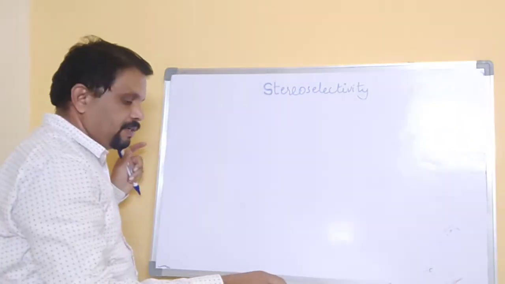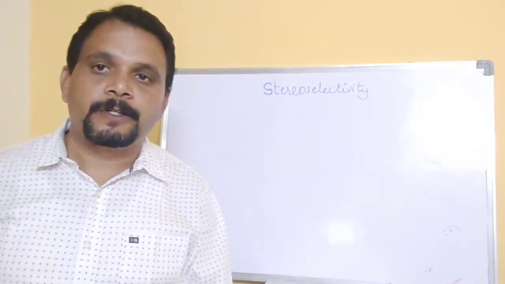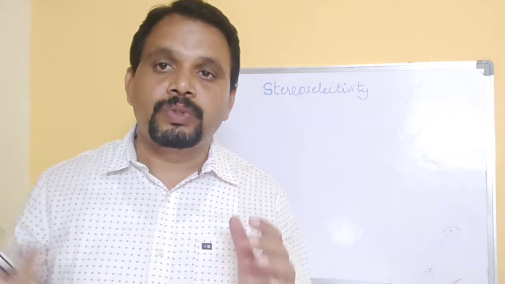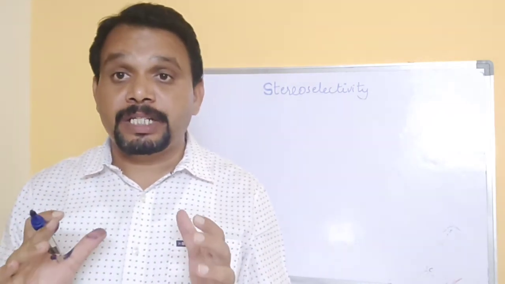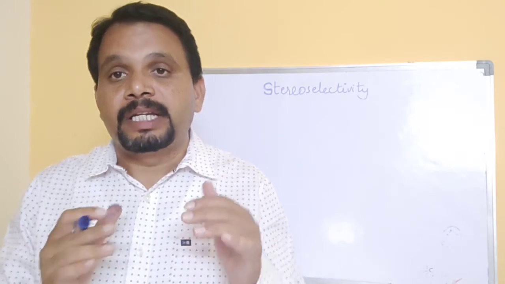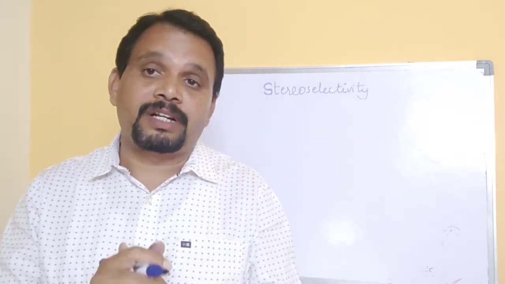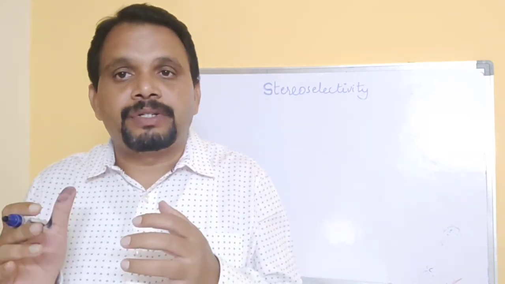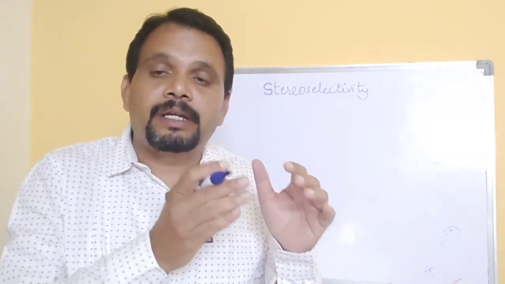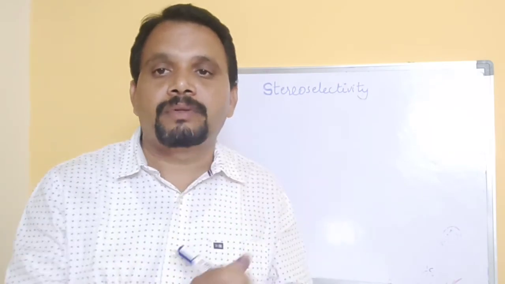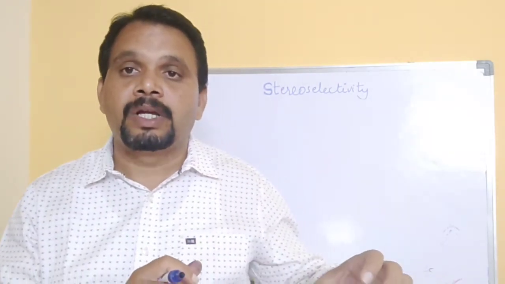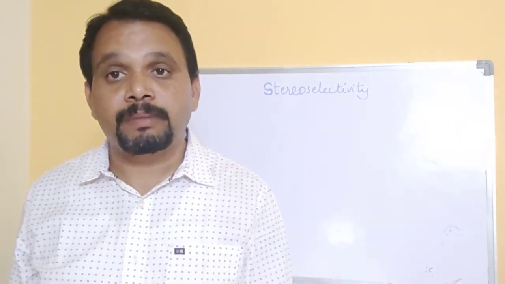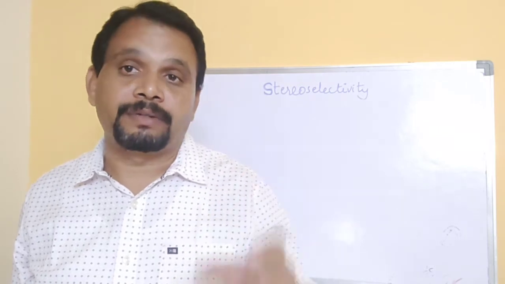Substrate enantiomer selectivity and substrate diastereoselectivity, those two you have learned. Substrate enantiomer selectivity means the substrate is a mixture of isomers, and the reagent we use preferably, predominantly or exclusively reacts with one enantiomer over the other enantiomer. That's how you can separate the enantiomers. That is about substrate enantiomer selectivity.